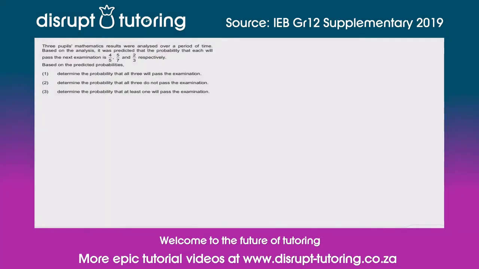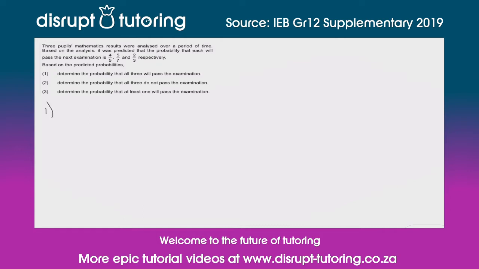Today we're going to deal with a probability question, and with that in mind, let's dive straight in. They've said to us 3 pupils' mathematics results were analyzed over a period of time. Based on the analysis, it was predicted that the probability that each will pass the next examination is 4/5, 5/7, and 2/3 respectively. Based on the predicted probabilities, determine the probability that all 3 will pass.